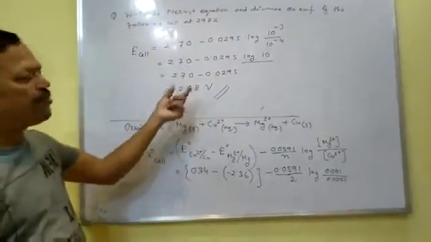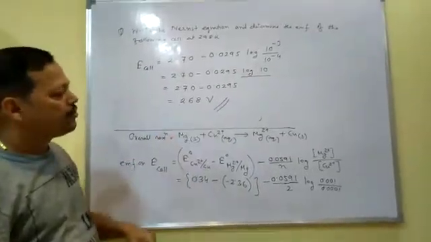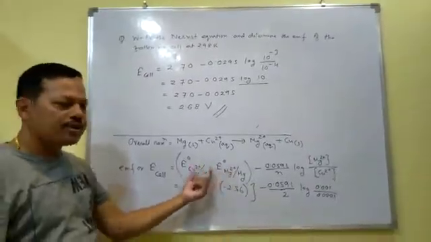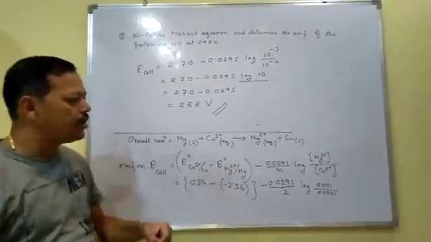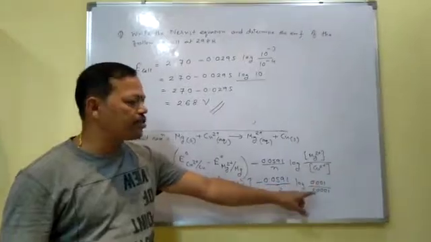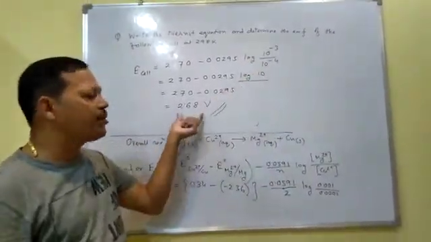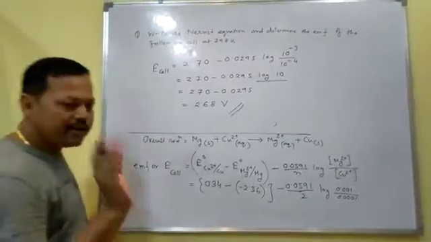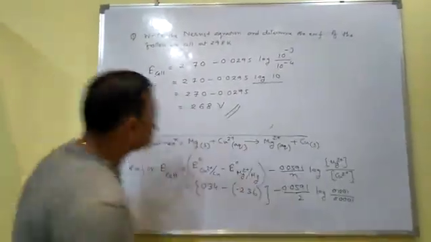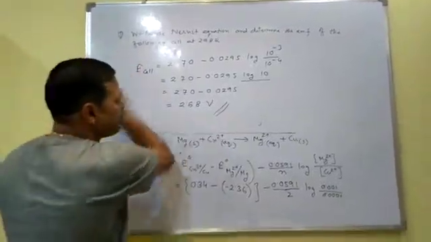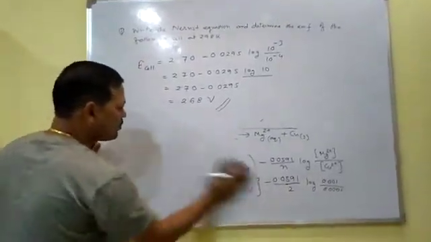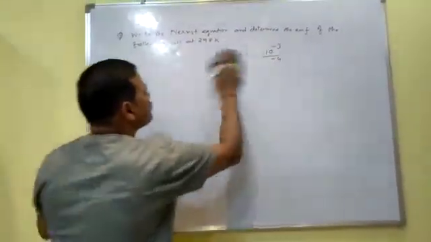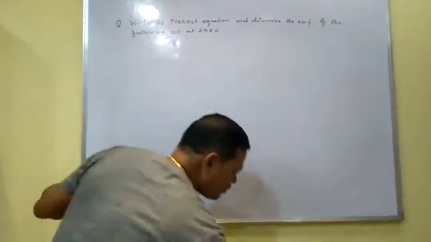So in this way you can find the EMF of a cell. You just have to know the standard potential values, which will be supplied in your question, and put them here. You should also know the concentrations, put them here, and find the log value. After that you can find the cell potential. So this is about the first question. Another one I will do, the second one. This is number 2.